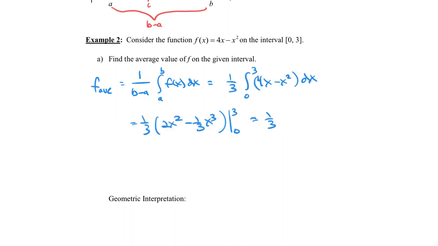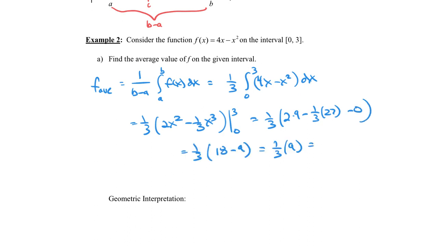So we get 1/3. I plug in the 3 and I will get 2 times 9 minus 1/3 times 27. Plugging in the 0 is not going to add anything, so it would be basically minus 0. That will give us 1/3 times 18. 1/3 of 27 is 9, so we get 1/3 times 9, which gives us 3. So the average value of that function on the interval from 0 to 3 is 3.